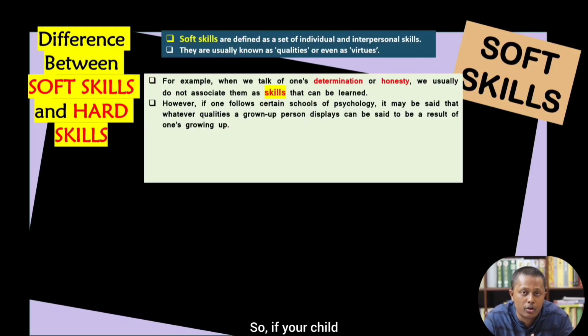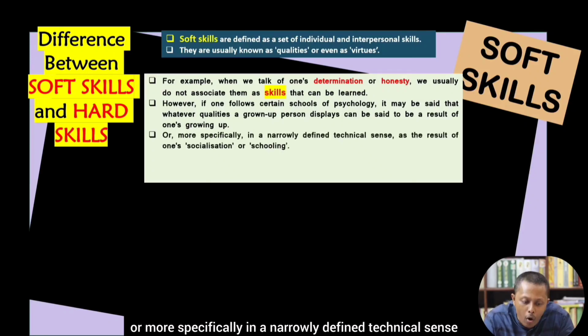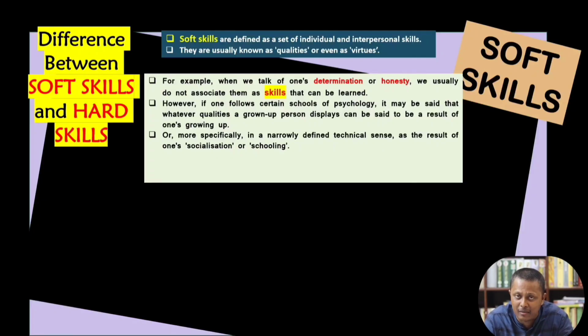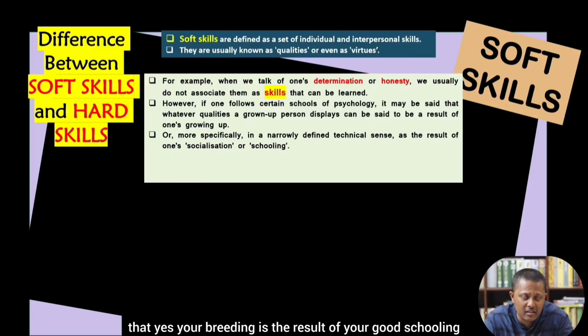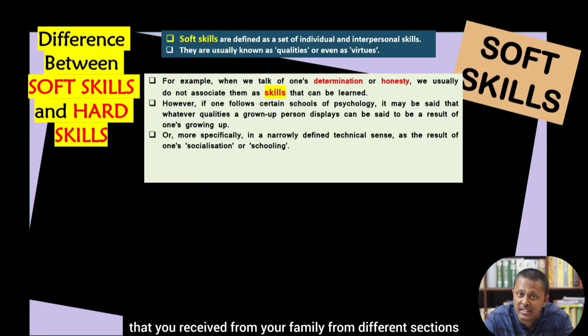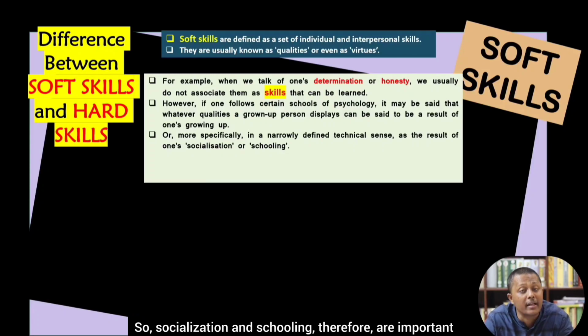So, if we see our children or our junior brothers and sisters, we usually observe how they are behaving. So it is the result of one's growing up. Or more specifically, in a narrowly defined technical sense, it is the result of one's socialization or schooling. So we often hear this term that yes, your breeding is the result of your good schooling or your good socialization. So how you are going to be treated depends on you only, because of the kind of schooling that you received from your family and from different sections. So socialization or schooling is therefore important.